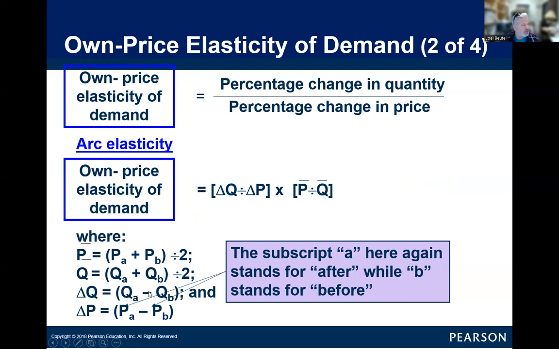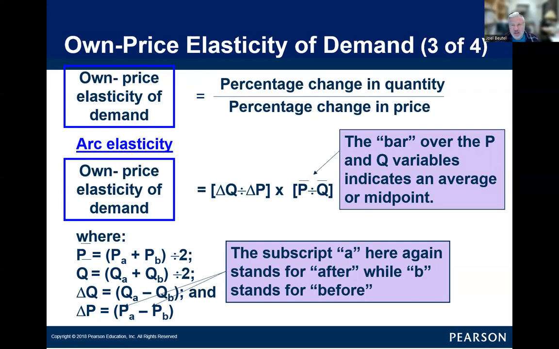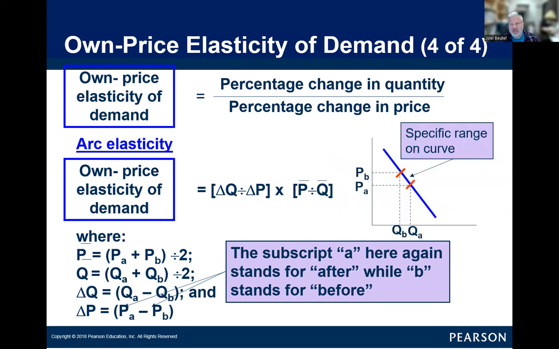So change in quantity is going to be QA minus QB, and the change in price is just going to be simplistically PA minus PB, right? So once again, A stands for after the change, B stands for the price before the change or the quantity before the change. The bar over the P and Q variables indicates an average or a midpoint, right? So we're looking at that average once again. Add the numbers together, divide by 2. So we're looking for a specific range on a curve, right? So we're measuring between 2 points.